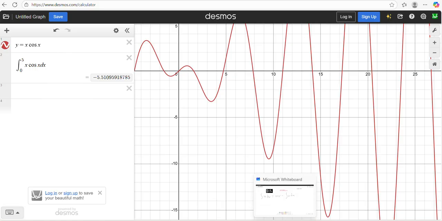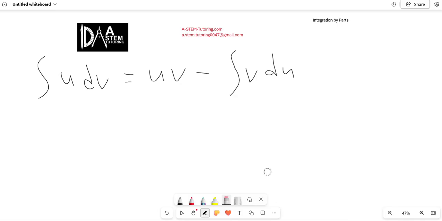Suppose we have this formula. The integral of u dv equals uv minus the integral of v du. So the trick to using this successfully is to choose a value of u that we can easily find the derivative of, du, and we want a value of dv that we can easily integrate once to get v, and then integrate once again.